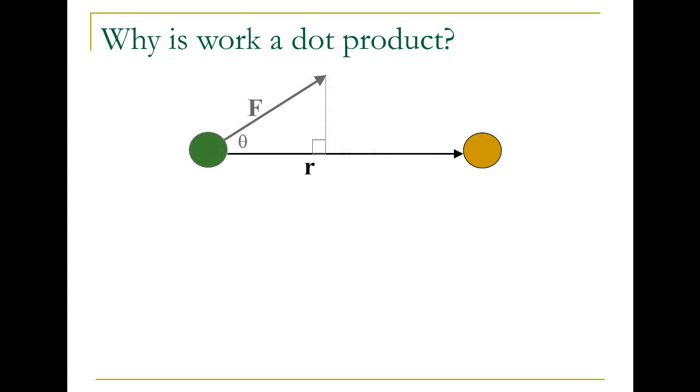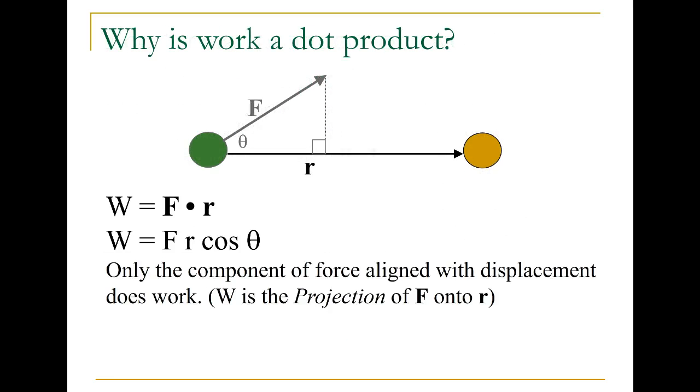So why is work a dot product? Well, this is what we're talking about. Work is F dot R, which is FR cosine theta, and only the component of force aligned with the displacement does work. And if you think about it, what is the component of F that's parallel to R? Well, it's F cosine theta. So therefore, F cosine theta times R.